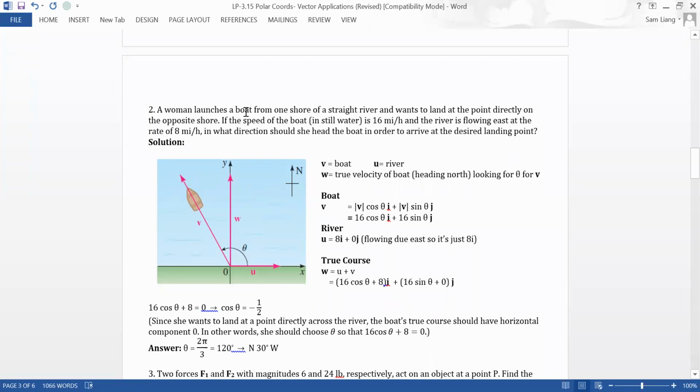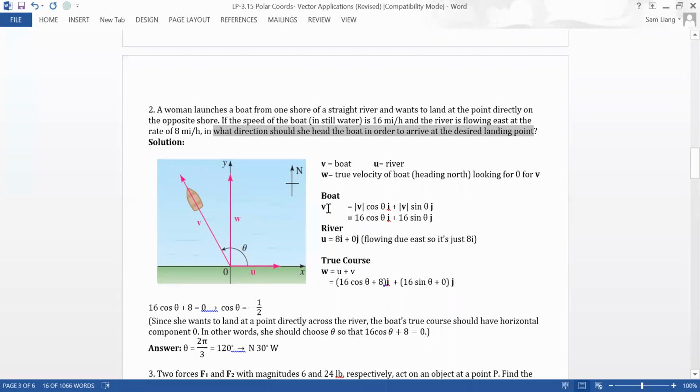Just like the first classwork question, we have two vectors here. The first vector is the speed of the boat in still water. That's 16 miles per hour, the magnitude. And then the angle is what we don't know; that's what we're trying to solve for. It says, in what direction should she head the boat in order to arrive at the desired landing point? That implies that the angle is unknown. So we create two vectors, add them together to create vector w, and then from there we'll solve.